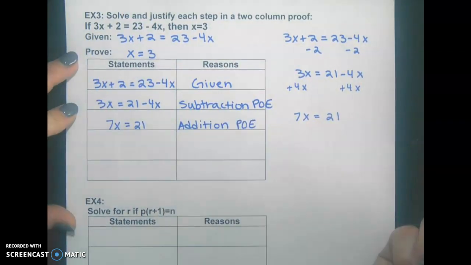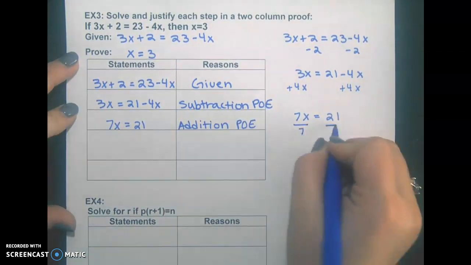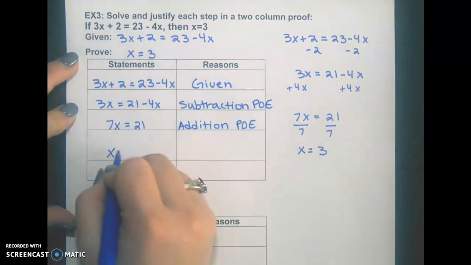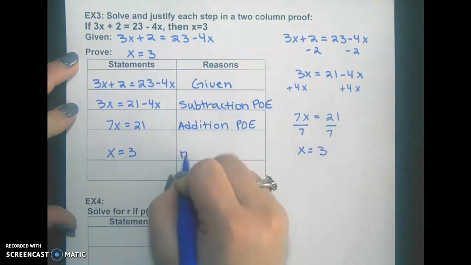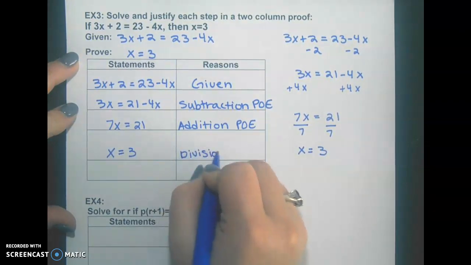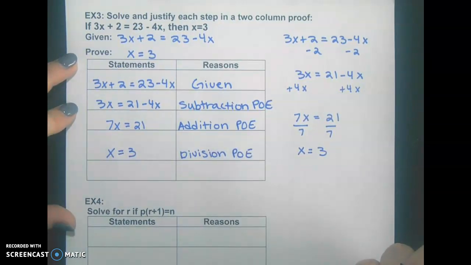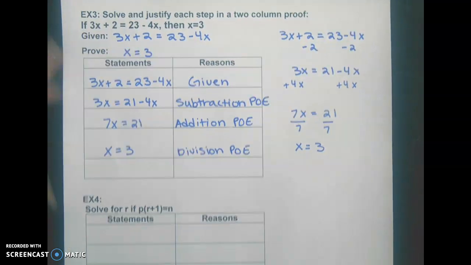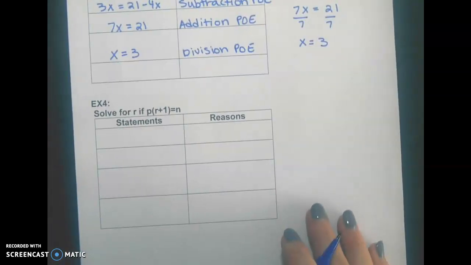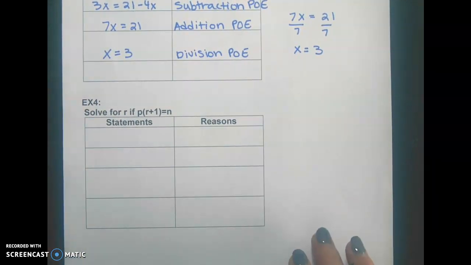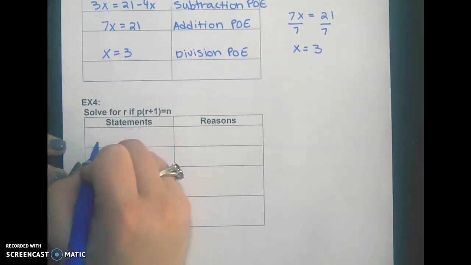All right, and then my last step to solve for x is going to be to divide by 7, and I get that x is equal to 3. And that's because of the division property of equality. All right, and I have already proved what I was asked, so I don't even need this last blank. All right, on to number 4. Solve for r if p times r plus 1 is equal to n. So I'm going to start with what I'm given.